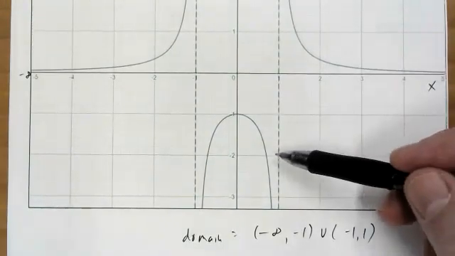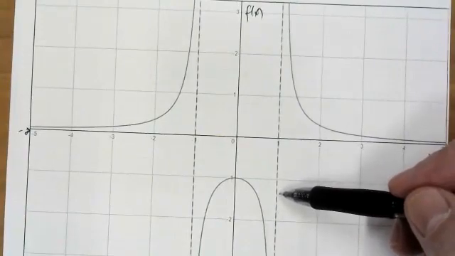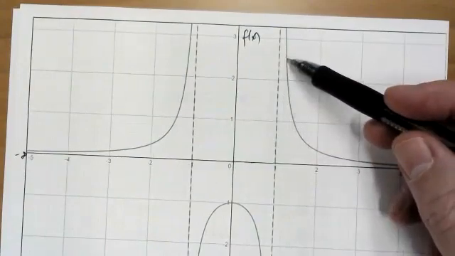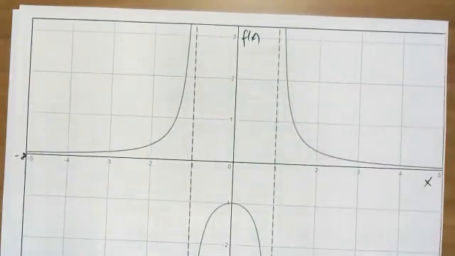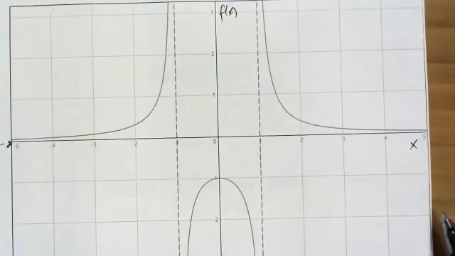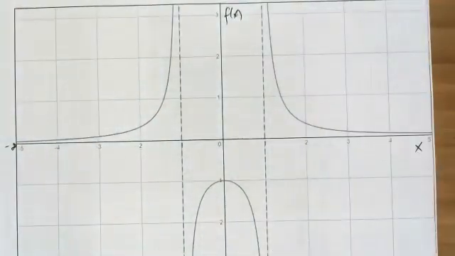Now I have to make another jump, another break, another gap here at x equals 1. And then I can pick up here, union 1 to infinity. So since this graph, in terms of thinking about looking at the values of x, has 3 pieces to it, I have to give intervals for all of those.